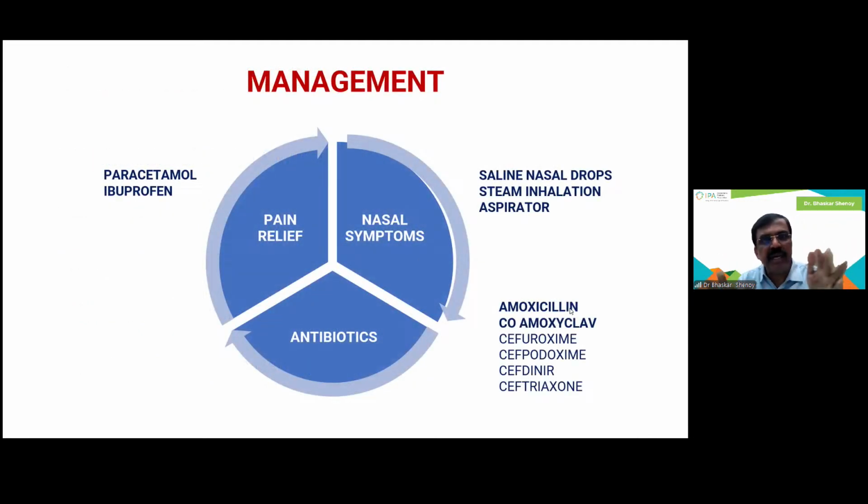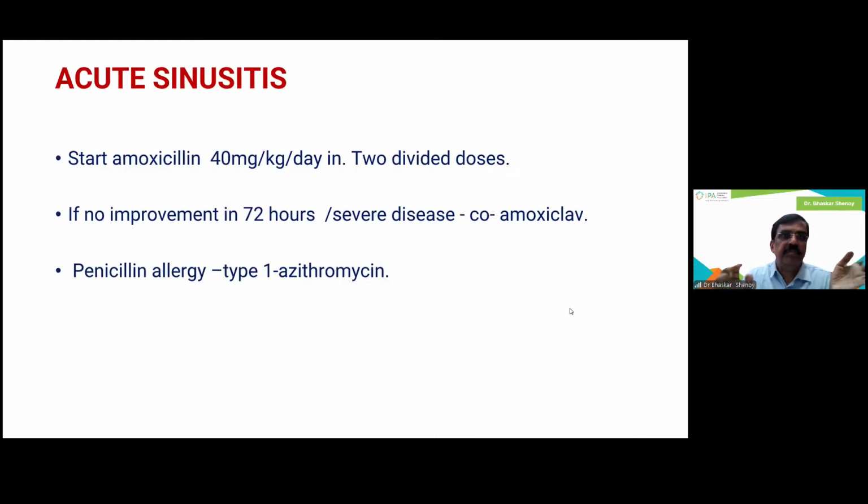Treatment is all symptomatic: pain relief, nasal symptom relief, and antibiotic. Antibiotics, it is amoxicillin or amoxiclav. The other things come last in the list. So amoxicillin, you start at 40 milligram per kg in 2 divided doses, but the duration should be longer, at least 2 weeks. And if no response, you have to give co-amoxiclav. It has to be started if you don't see response.